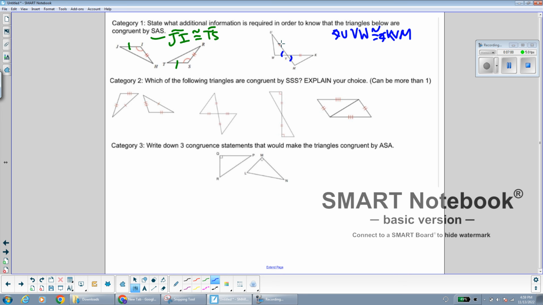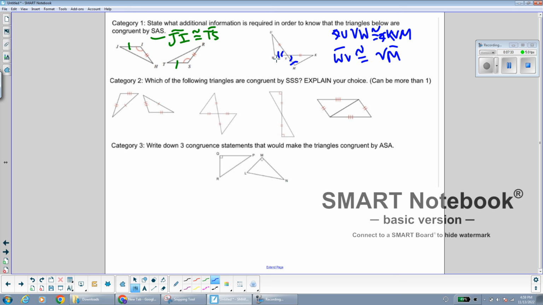So now we have side angle, side angle. We need one more S for side angle side, and it would have to come directly after the angle. So that would be side WV congruent to side VM for side angle side, with the angle directly in between the two pairs of congruent sides.